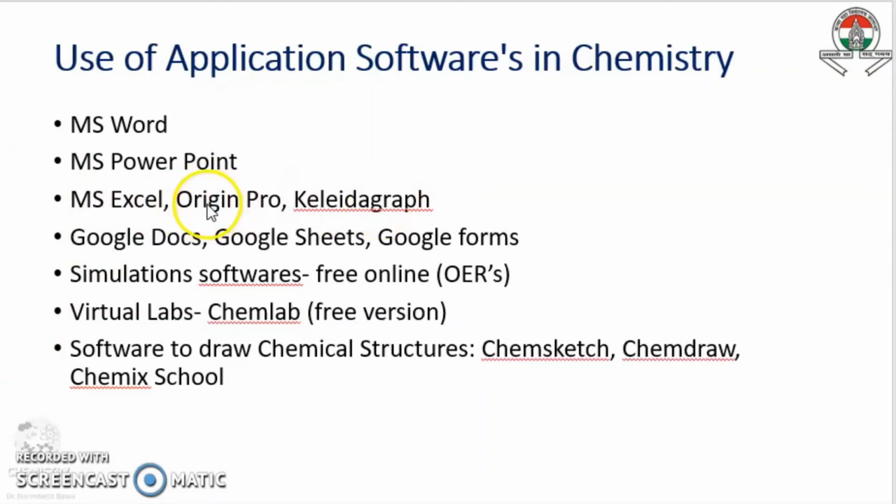And the other softwares which we can use for making graphs and for calculation of data, etc., are Origin Pro and Calligraph. Origin Pro and Calligraph are normally used by research scholars while doing their research and for publication of their research papers, etc.